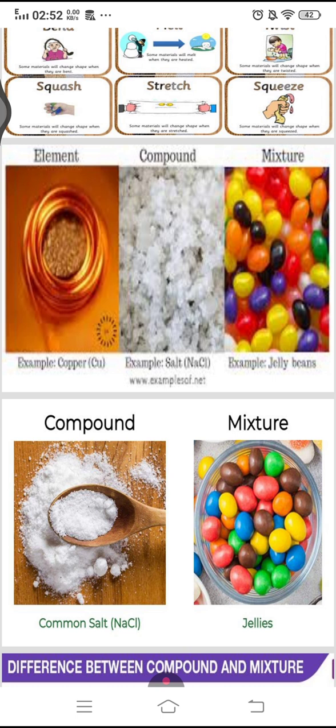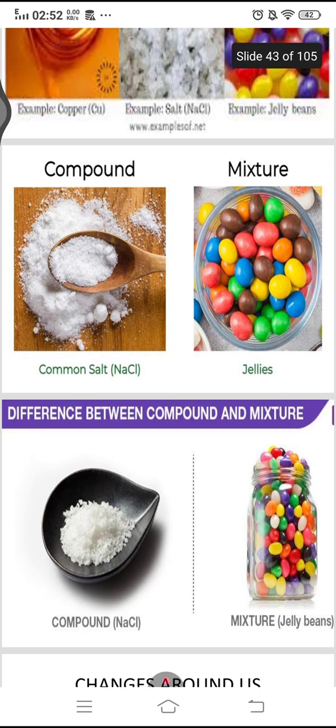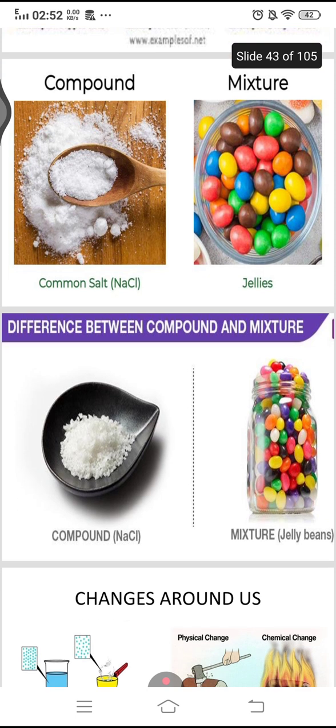In the mixture they contain the same physical properties. Here is the difference between a compound and a mixture. Look at it. A compound has totally different chemical properties, and a mixture has the same. In this jelly jar we can separate out all the colors of jellies, and they have the same properties.